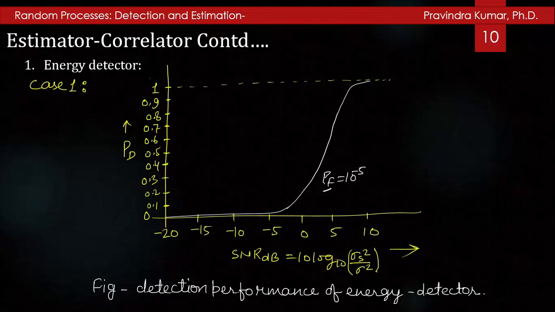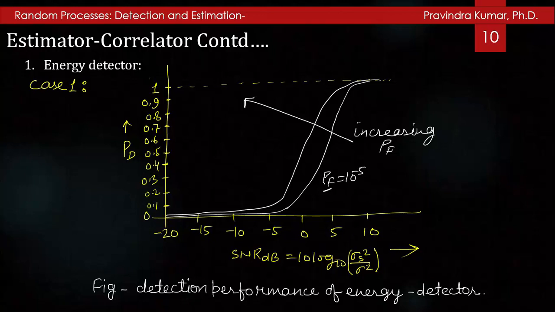This will be the curve for the PD, and if I increase the probability of false alarm, then the curve will be like this. So from here you can see the probability of detection increases with increasing SNR, and also the probability of detection increases with increasing probability of false alarm.